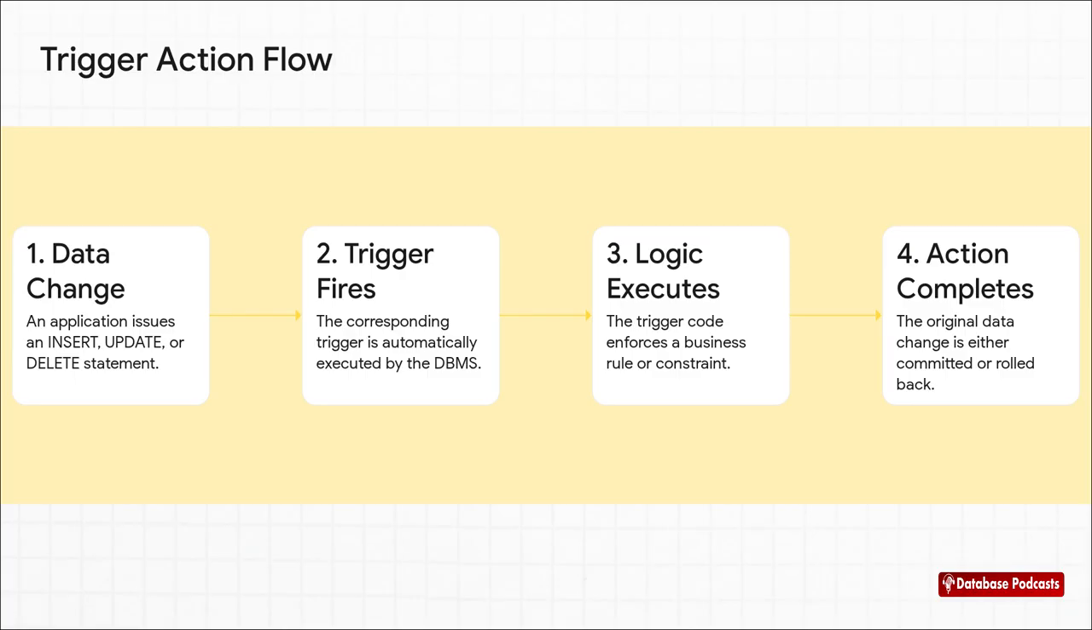It can inspect the new data and check it against a business rule, like, say, an employee's salary cannot be increased by more than 10% in one go. If that rule is broken, the trigger can just stop the update dead in its tracks. The database is literally protecting its own integrity.